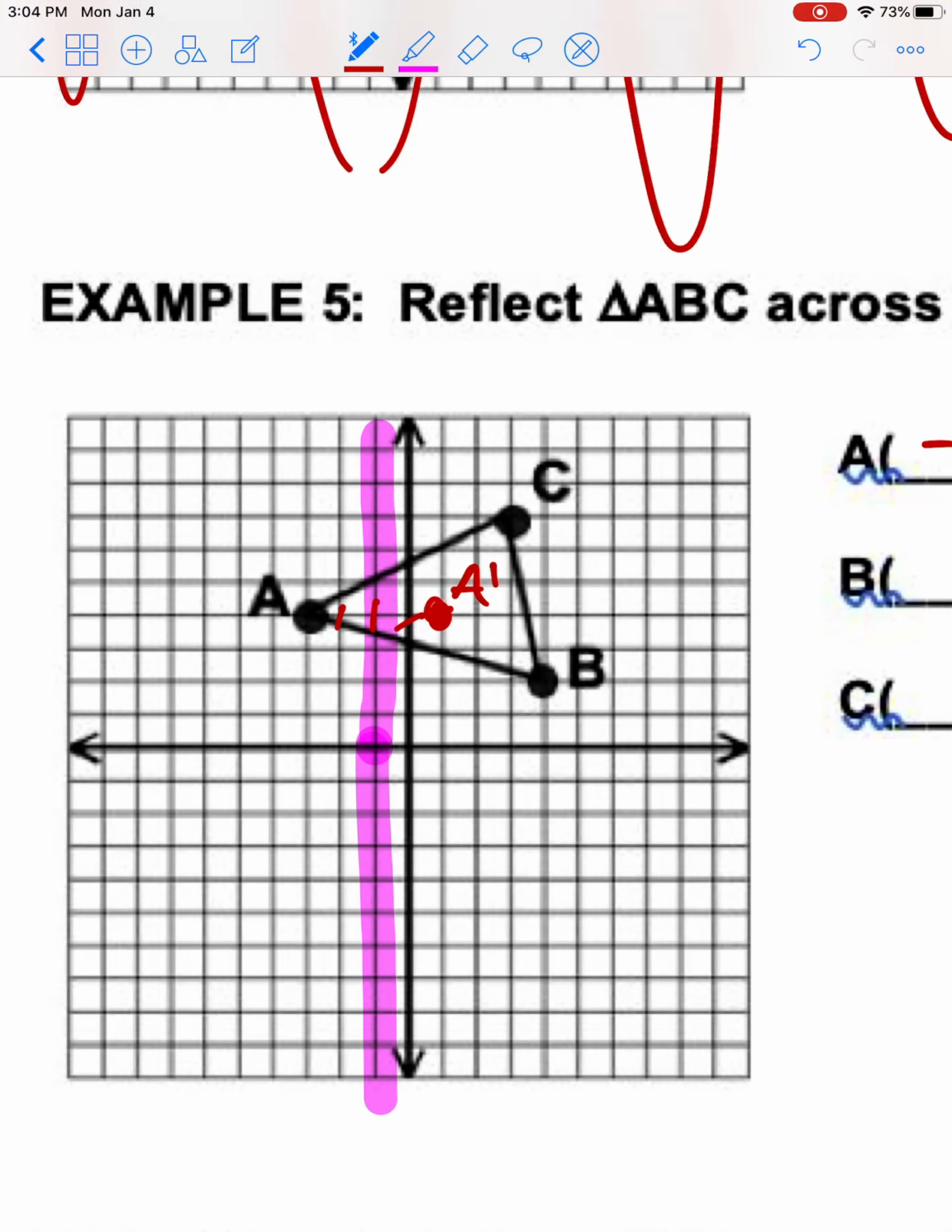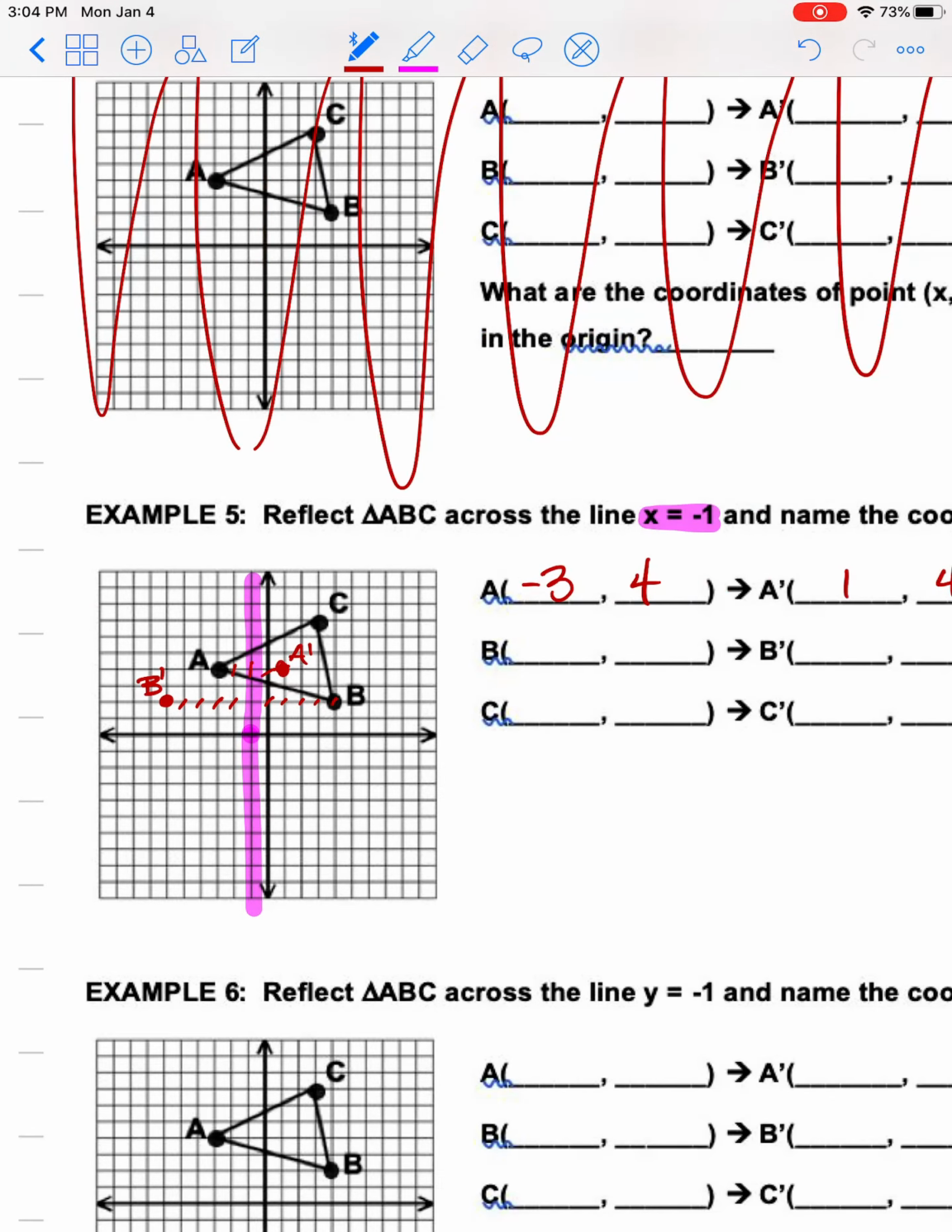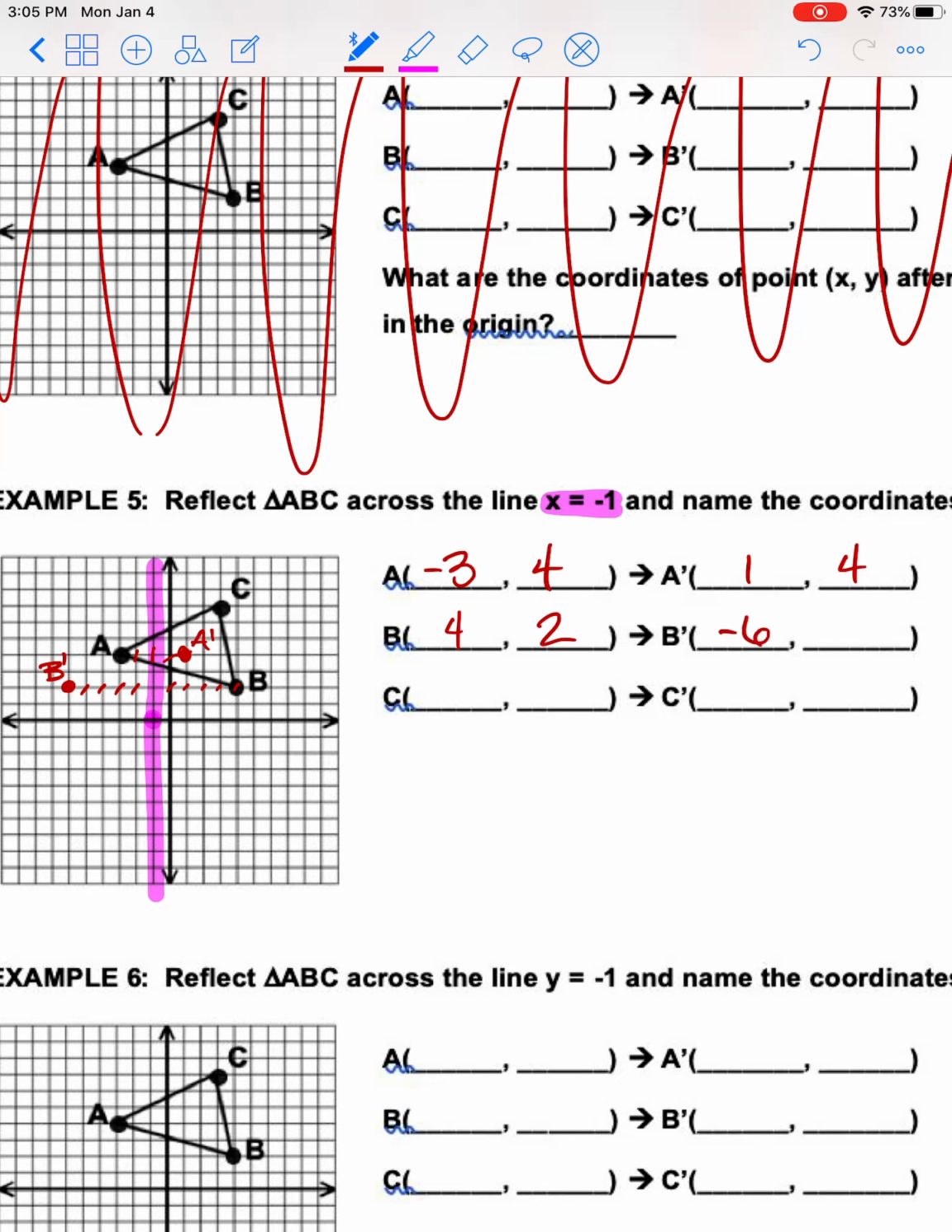Look at one more with you. We can see that B is 1, 2, 3, 4, 5 to the right of the line. So we would go 5 to the left. And there's where B prime goes. So we can see, yes, they're not on the same side of the line, and that's okay. Our line of reflection goes right down the middle of the shape. So we know they're not all going to be on the same side. So B started at 4, 2, and it ended at negative 6, 2.